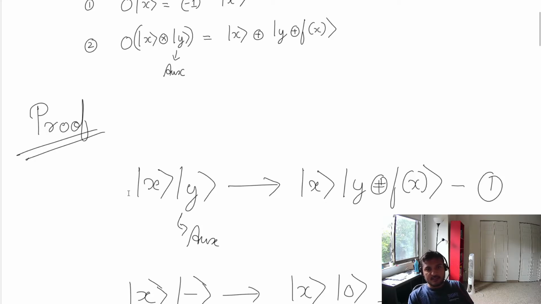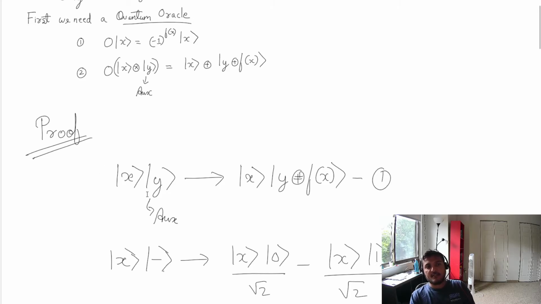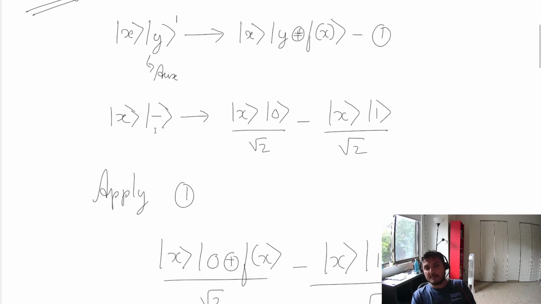Now let's say I start with, let me just zoom out a bit. Okay, so let's say I start with my state xy, where y is the auxiliary one, and then the action of the oracle, like we saw, would be this: x, and then y gets C-NOTed with f of x. So this is my equation 1. Now suppose my auxiliary was a minus state.